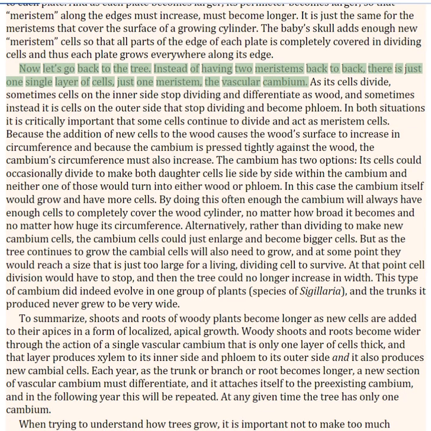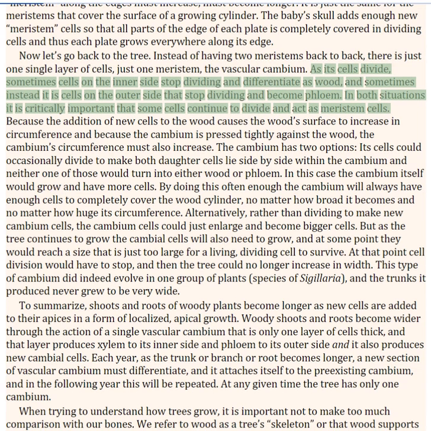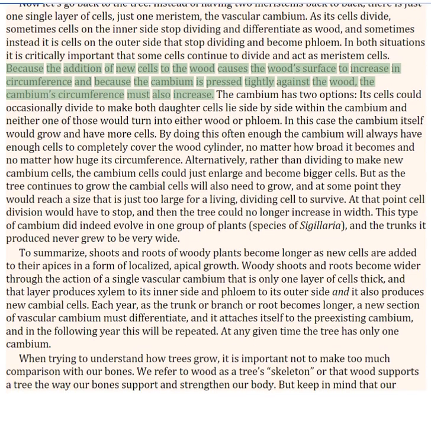Instead of having 2 meristems back to back, there is just one single layer of cells, just one meristem, the vascular cambium. As its cells divide, sometimes cells on the inner side stop dividing and differentiate as wood, and sometimes instead it is cells on the outer side that stop dividing and become phloem. In both situations it is critically important that some cells continue to divide and act as meristem cells. Because the addition of new cells to the wood causes the wood surface to increase in circumference and because the cambium is pressed tightly against the wood, the cambium's circumference must also increase.